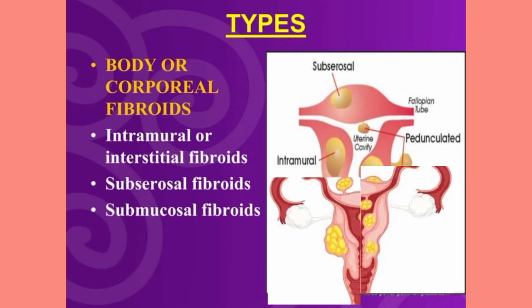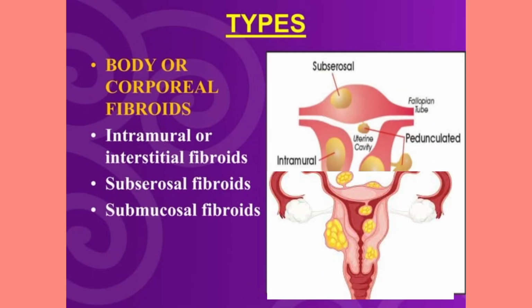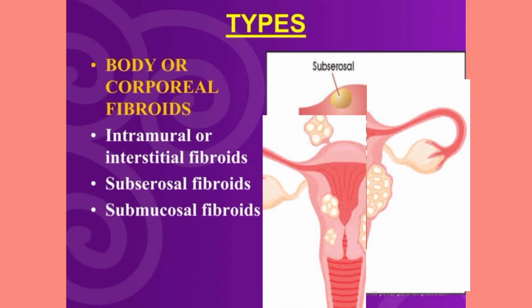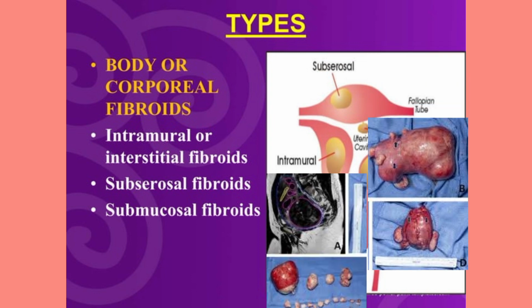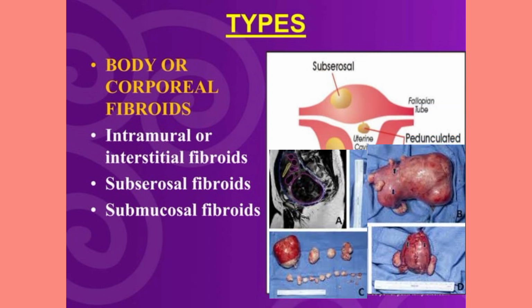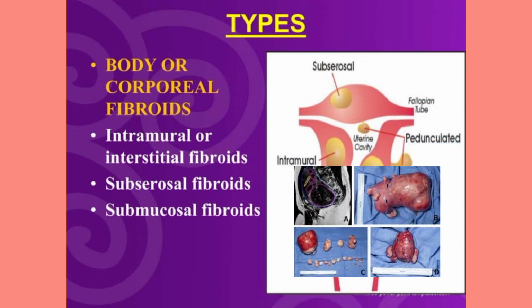Uterine fibroids are divided into different types: body or corporeal fibroids, intramural or interstitial fibroids, subserosal fibroids, and submucosal fibroids. All of these are types of fibroids that occur for different reasons.